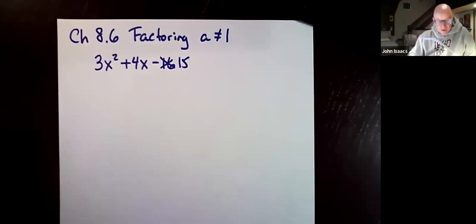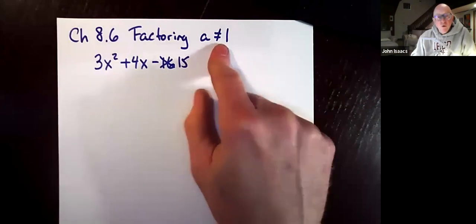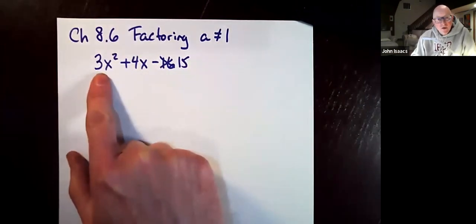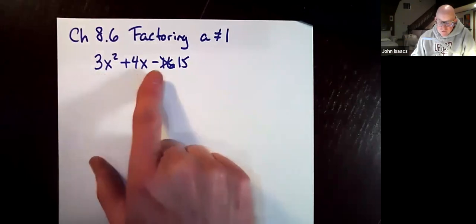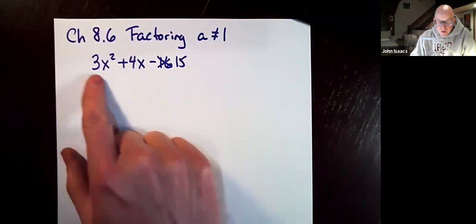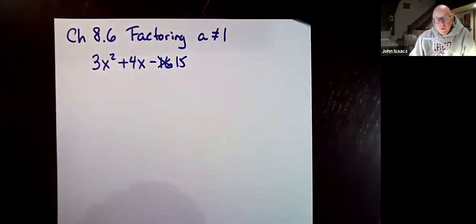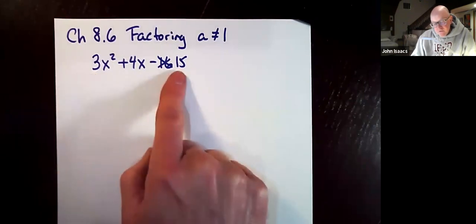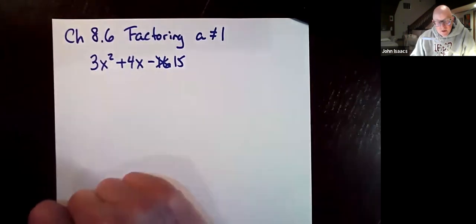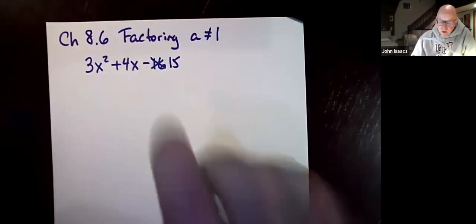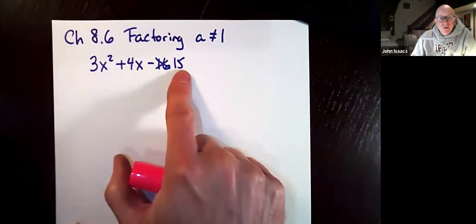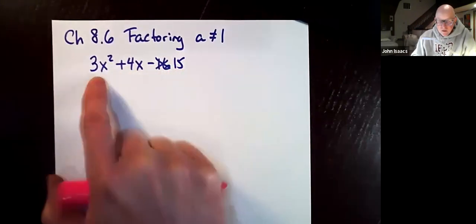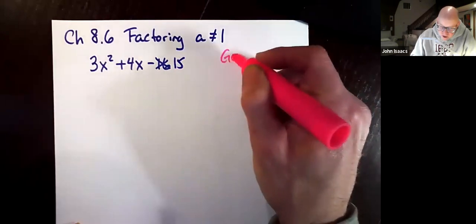Okay, chapter 8.6, factoring where a does not equal 1, meaning there's a coefficient on x squared. So this first example, 3x squared plus 4x minus 15. When I see this 3, which is a prime number, and I see this 15, which only factors a couple of different ways, 1 and 15 and 3 and 5, I'm going to go with guess and check. In other words, when there's not a whole lot of different options, I'm going to use guess and check.